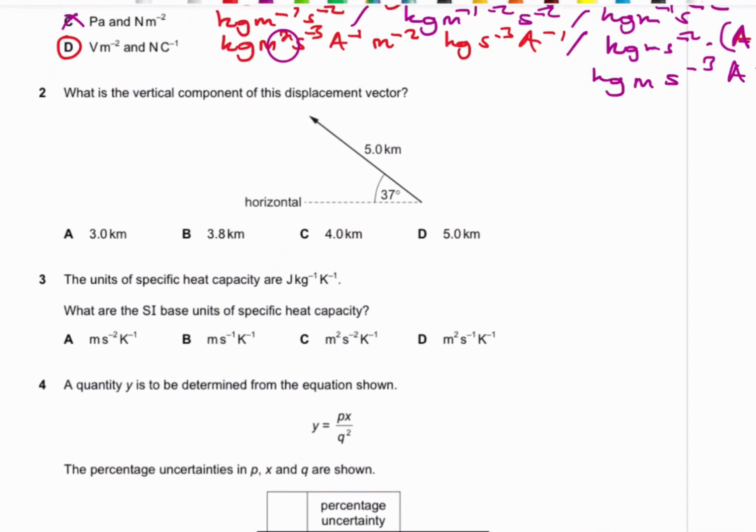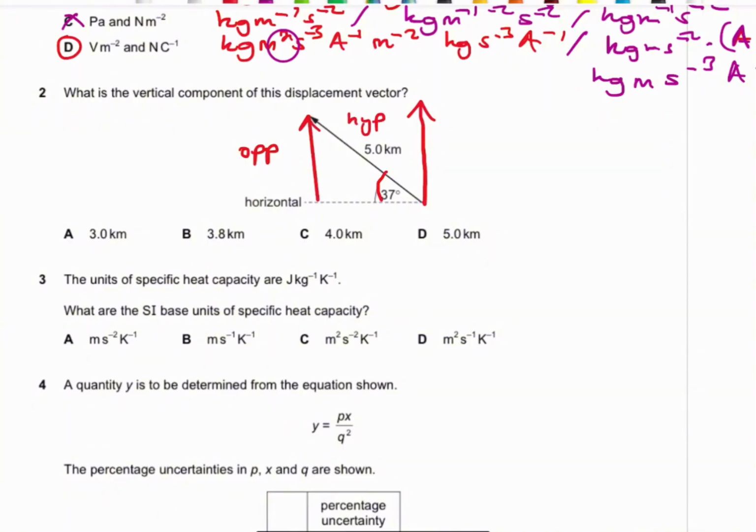Move on to question number 2. What is the vertical component of this displacement vector? Okay, so if this displacement vector is 5, we want to find the vertical component. The vertical component is the component in this direction. So if we create our triangle, for this angle theta, if we extrapolate it to this side, this is the opposite, and this is the hypotenuse.